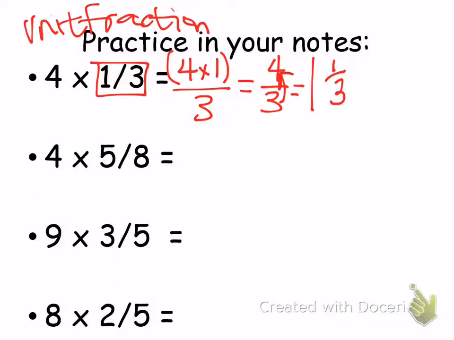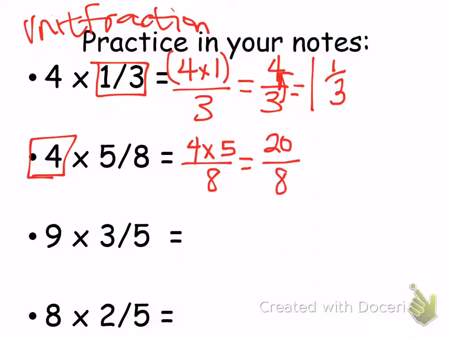Next, 4 times 5/8. Again, I will multiply my whole number times my numerator, and keep my denominator the same. So 4 times 5 gives me 20. I can read that as 20 divided by 8. So I could set that up just like I've been working on. 8 goes into 20 two times, giving me 16. I have to then subtract all of that out, giving me 4.